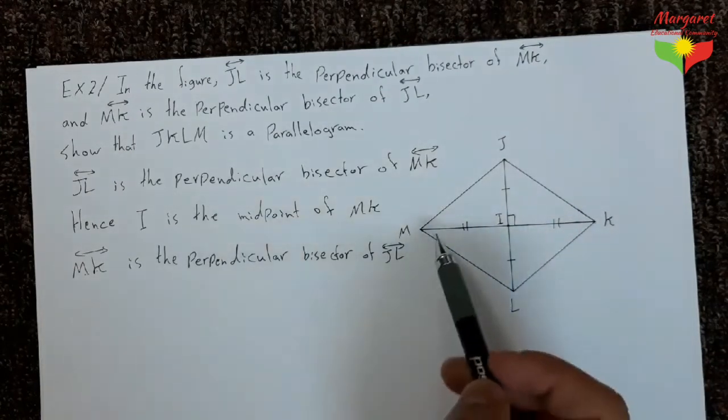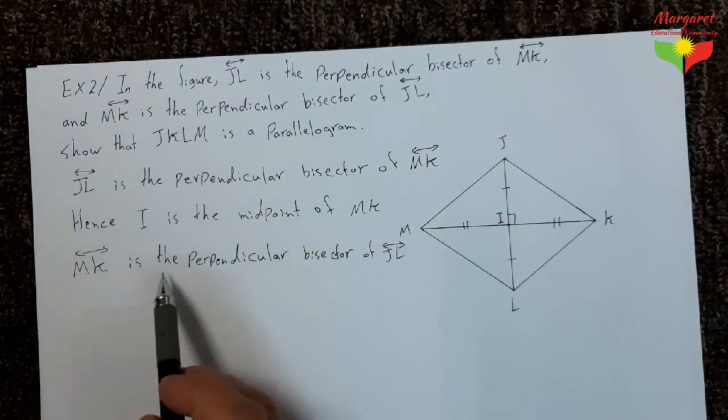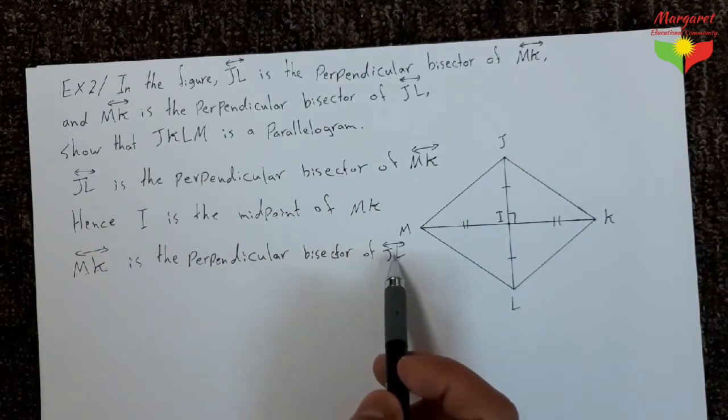So since MK is the perpendicular bisector of JL, MK passes through its midpoint.